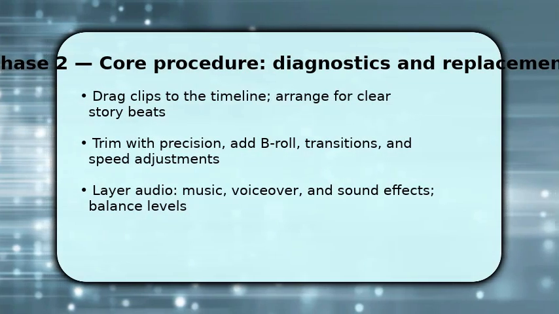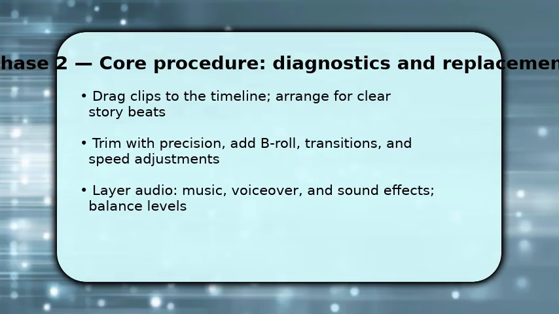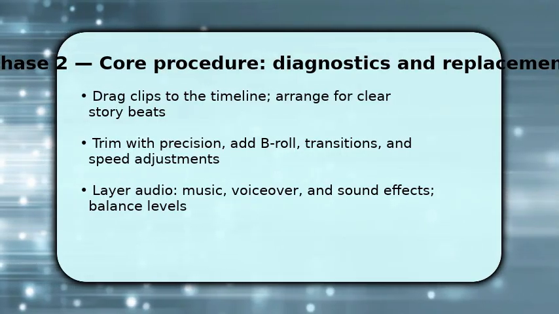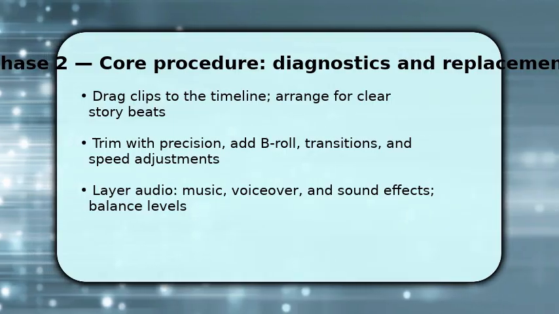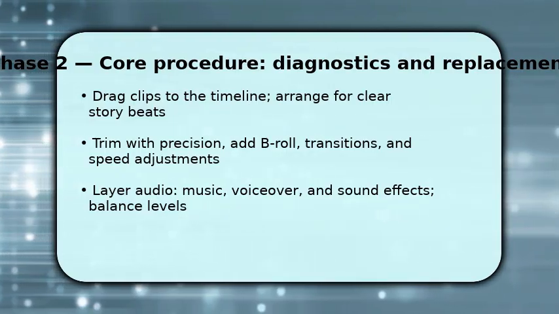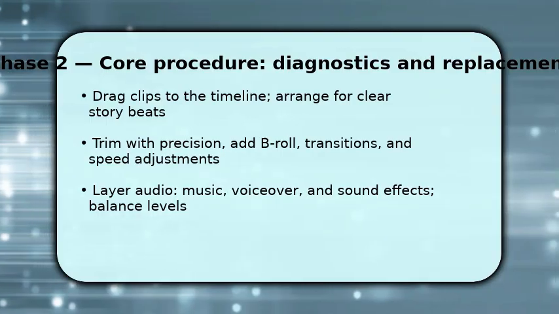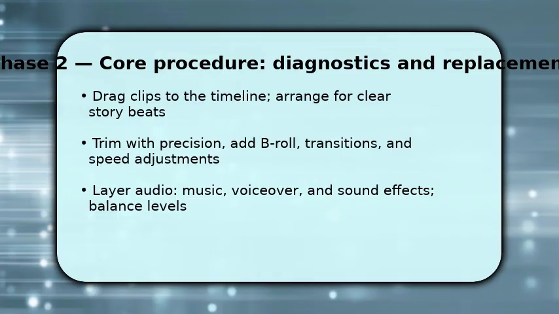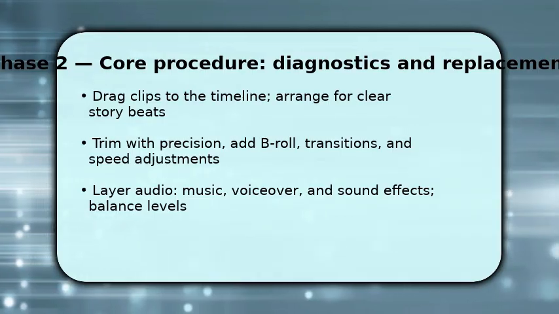Now place your selected clips onto the timeline to craft the story arc: intro, body, and call to action. Trim edges with the precision tool, insert B-roll to hide cuts, and use transitions sparingly for smooth flow. Adjust clip speed when you need emphasis or to fit timing.